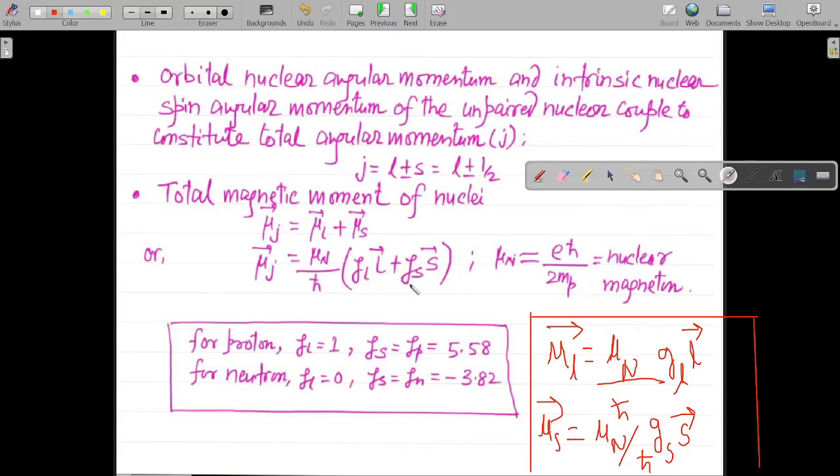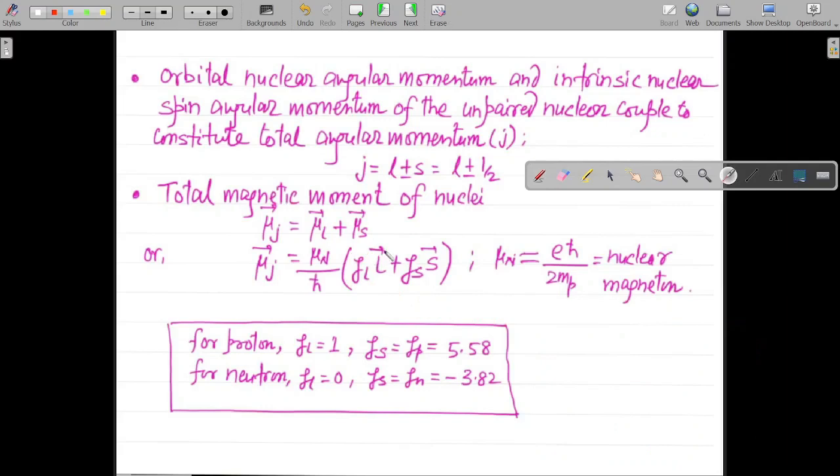Now gL L vector plus gS S vector: what does g mean? g means the Landé splitting factor. gL will be the Landé splitting factor for orbital angular momentum of the nucleus, and gS will be the Landé splitting factor for spin angular momentum.